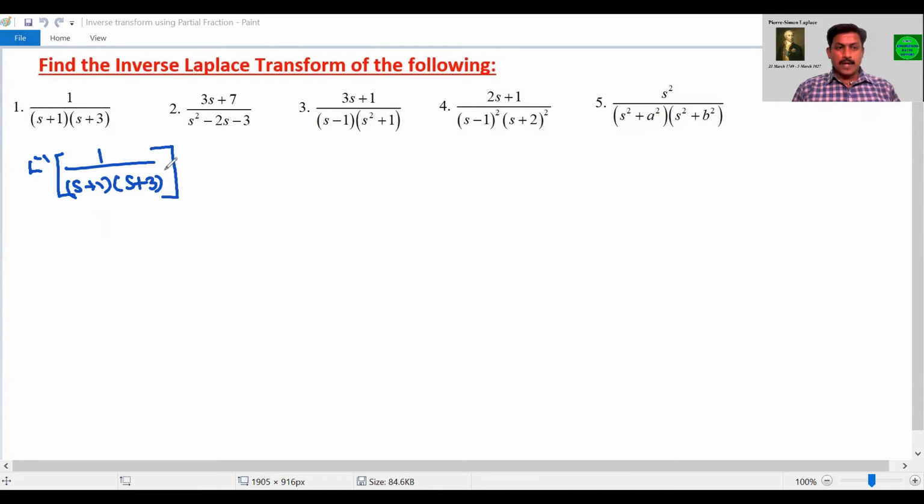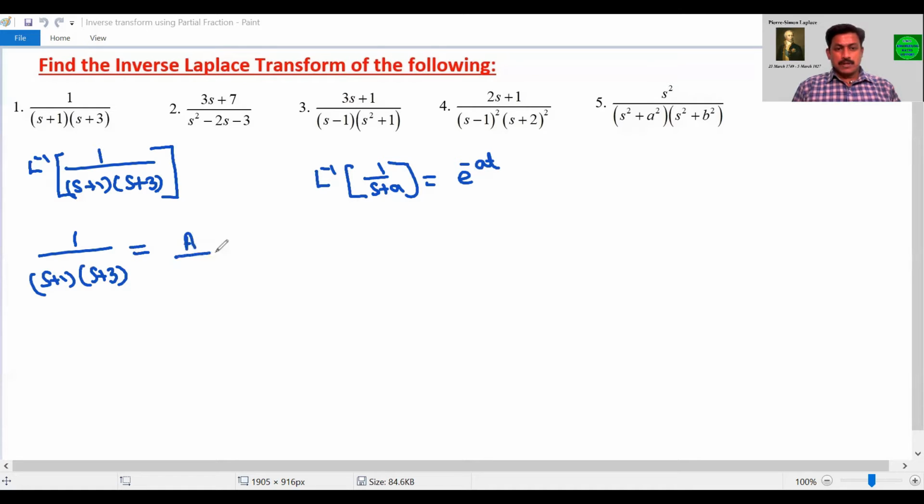We cannot apply the standard formulas directly here, but if we divide that denominator into two separate terms, we can easily apply the formula L inverse of 1 by (s plus a), that is e power minus at. To do that, we are going to apply partial fractions here. For 1 divided by (s plus 1) into (s plus 3), we can introduce a constant for each term. Here we can write a divided by (s plus 1) plus b divided by (s plus 3).